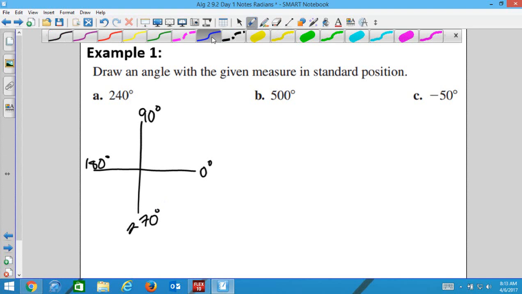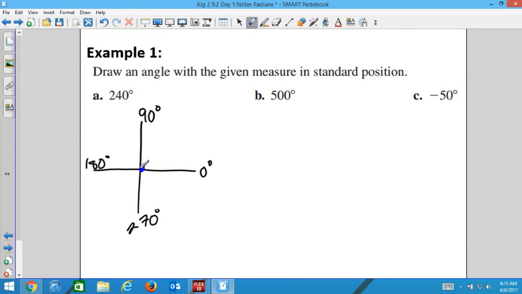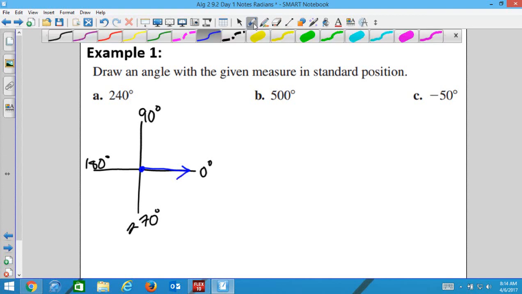All right, and then we're going to draw our initial side. Where is the initial side going to go? On the positive x-axis. We're going to start with the vertex at 0, 0. Positive x-axis, there's our initial side. And then the terminal side, the ray, is going to rotate 240 degrees. So we are going to draw this rotation.